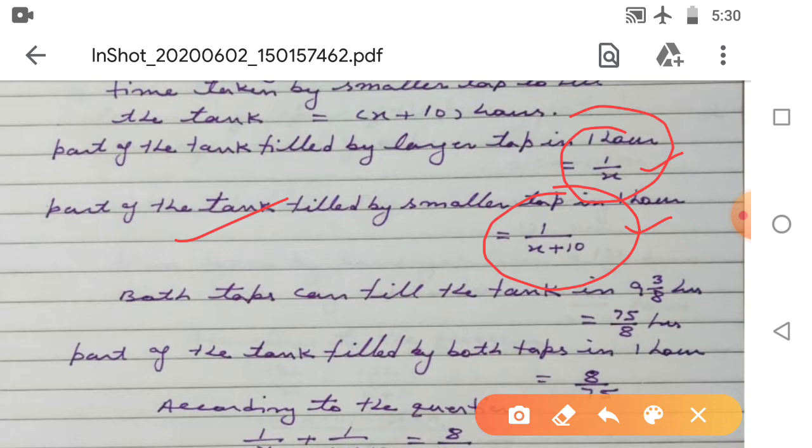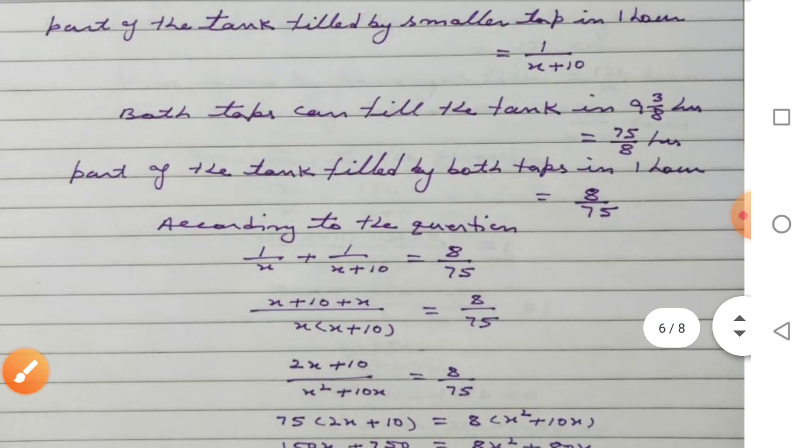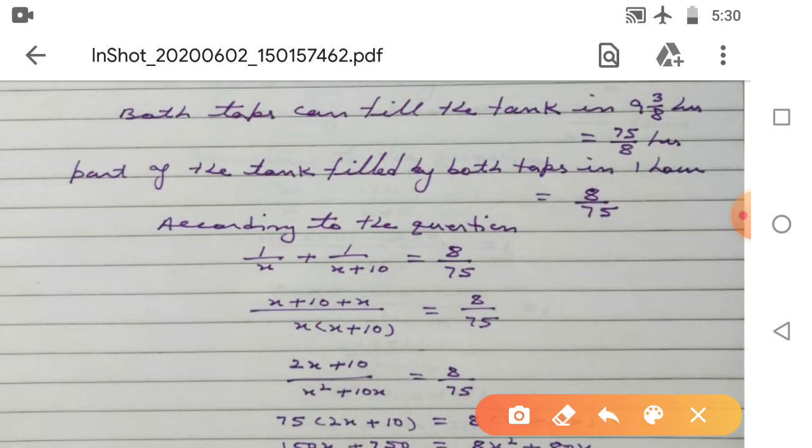Now, when they open together, both taps can fill the tank in 9 3/8 hours, that is 75 by 8 hours, clear. So, this is for 1 hour, this is for 1 hour. When they work together, they get 75 by 8 hours, right. So, now the part of the tank filled by both taps in 1 hour is 1 upon 75 by 8. So, 1 upon 75 by 8 is 8 upon 75, right.